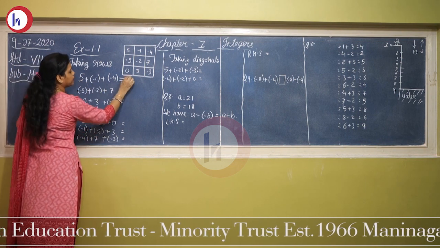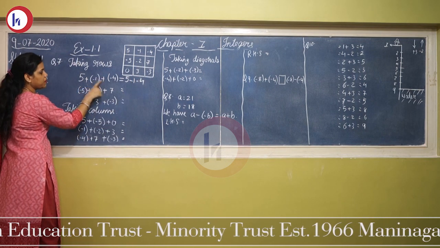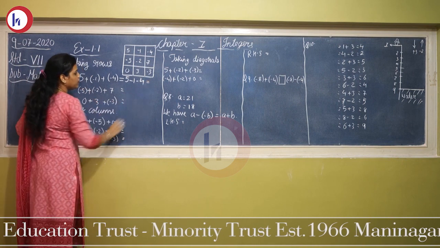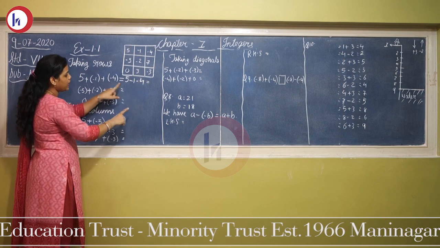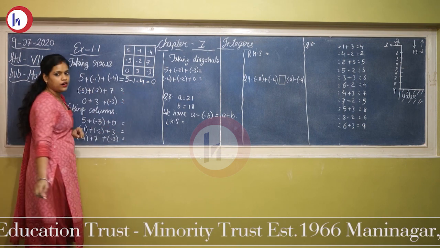We will open the bracket. So 5 minus 1 minus 4. Plus multiply by minus will be minus 1. Plus multiply by minus will be minus 4. So what will you get at the end? 5 minus 1 minus 4. If you go like this, 5 minus 1 is 4, 4 minus 4 is 0. Then also you will get the answer.